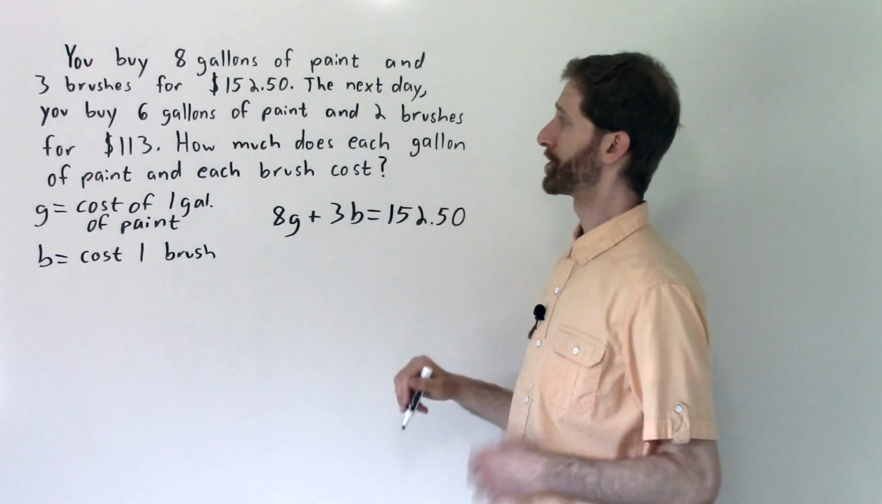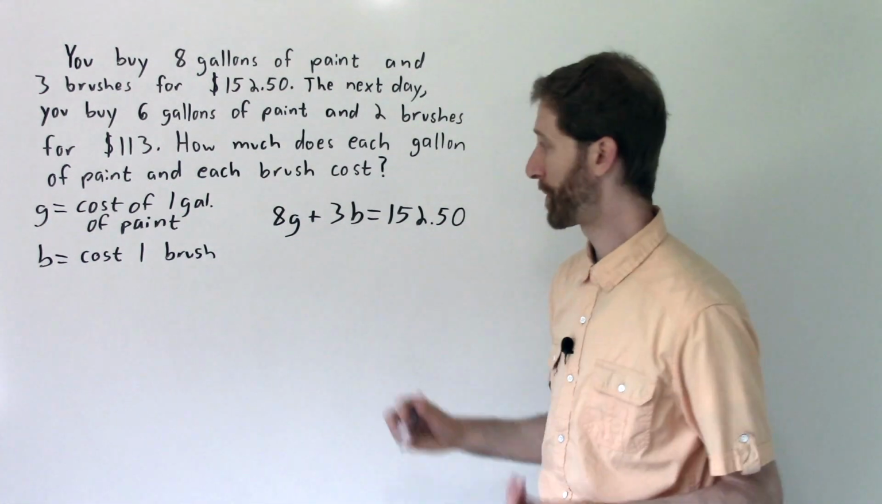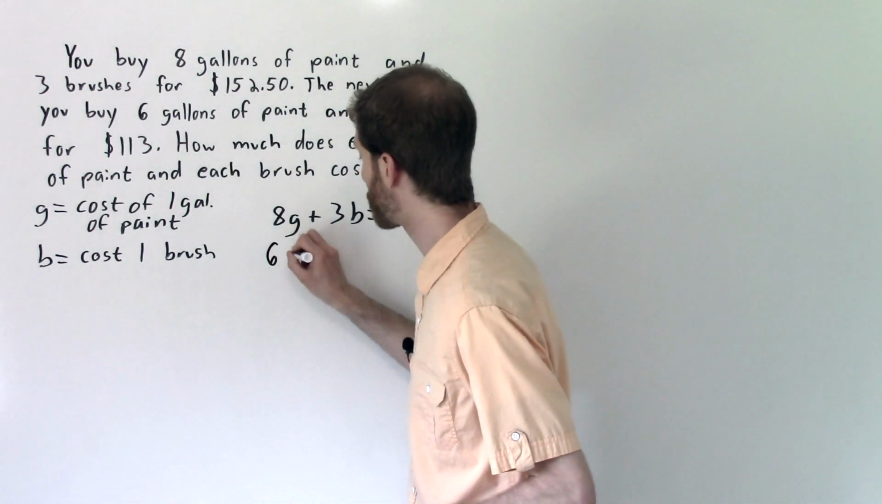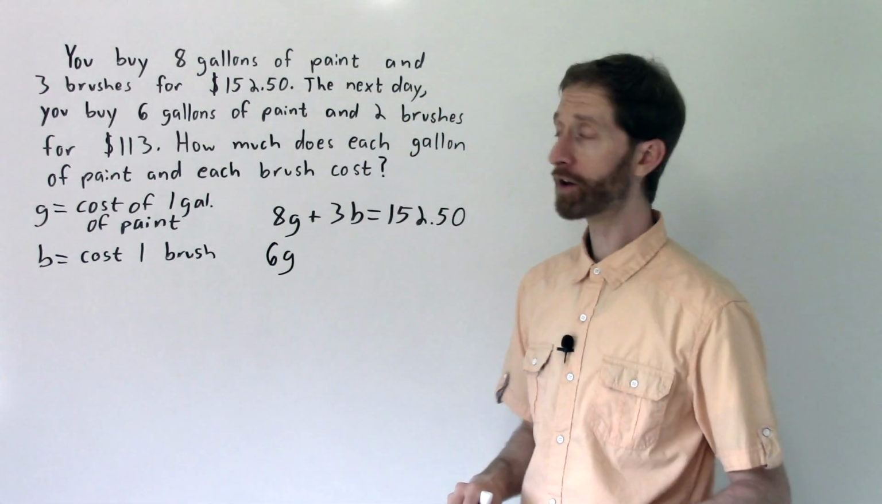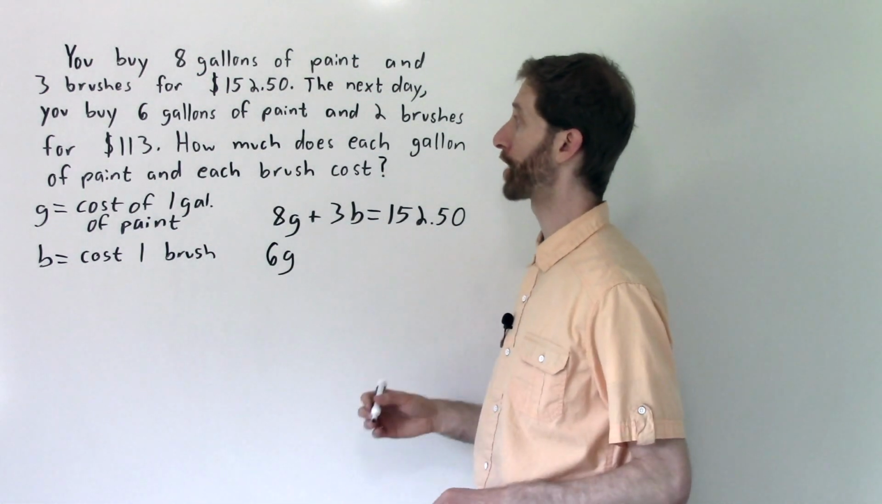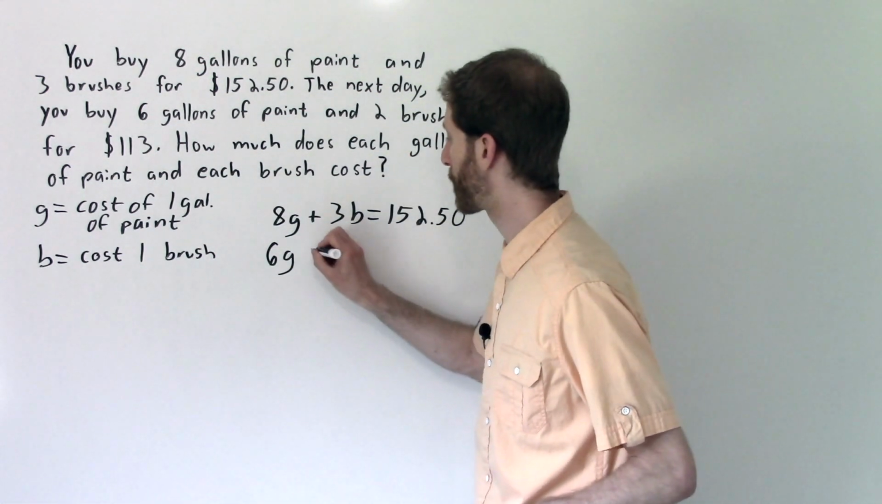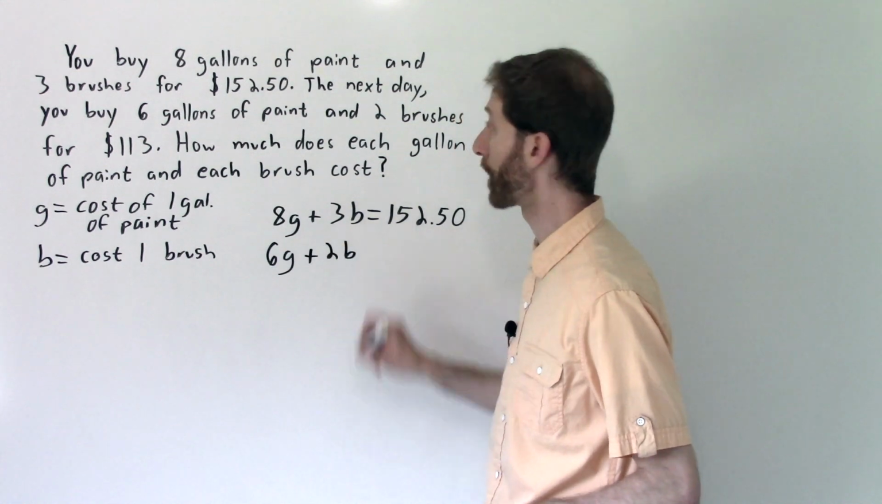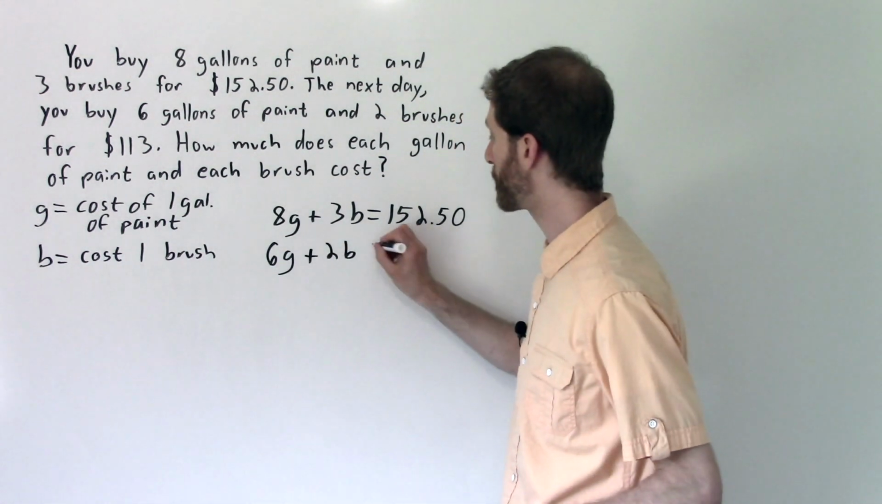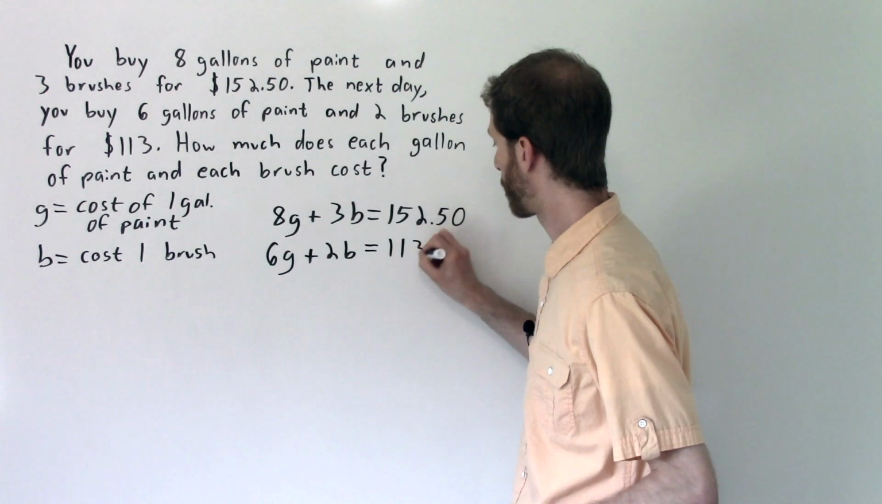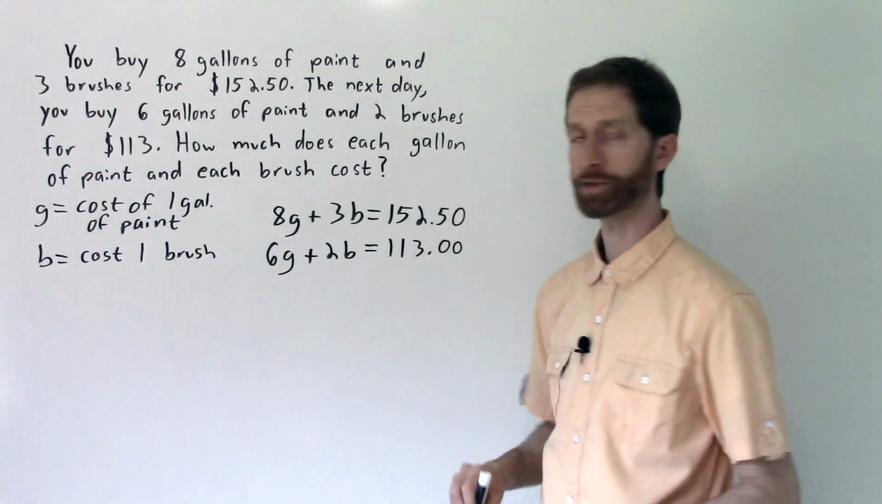Now, on to the second equation. The next day, you buy 6 gallons of paint. So that would be 6 times the cost of 1 gallon of paint, which is G, would give us the total cost of the paint, and 2 brushes. So that would be plus 2 times the cost of 1 brush, and that is a total of $113. And I'm going to write 0.00 just so the decimals line up.